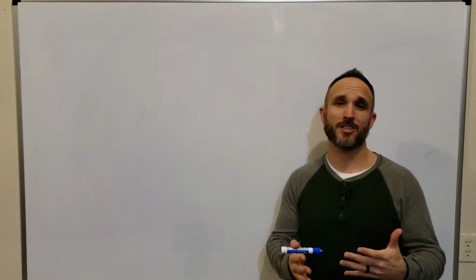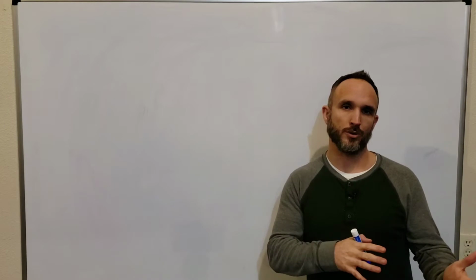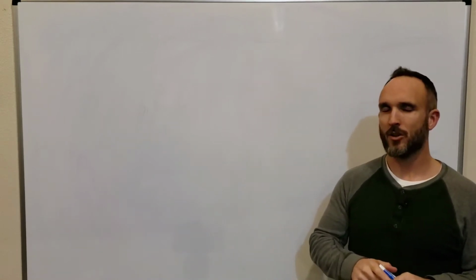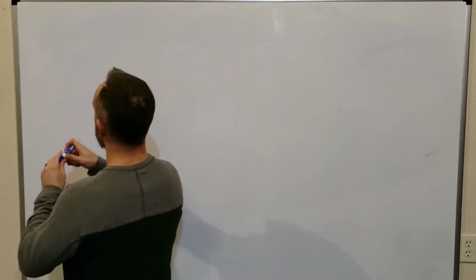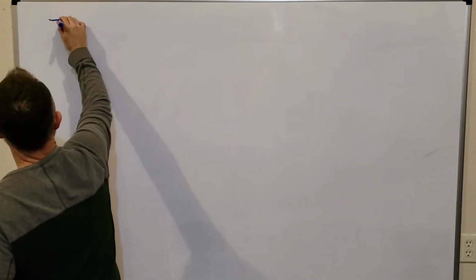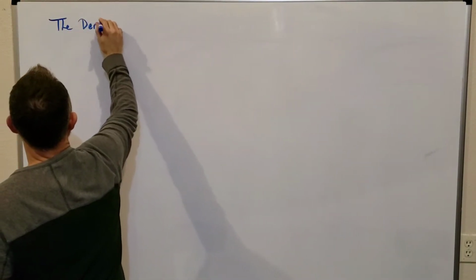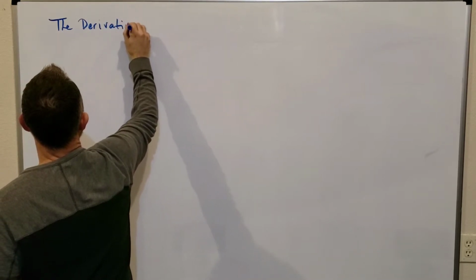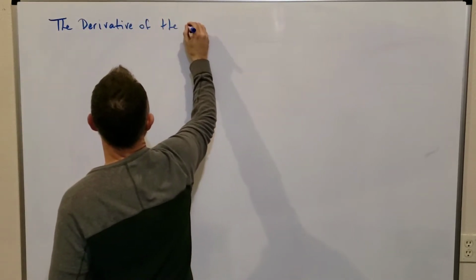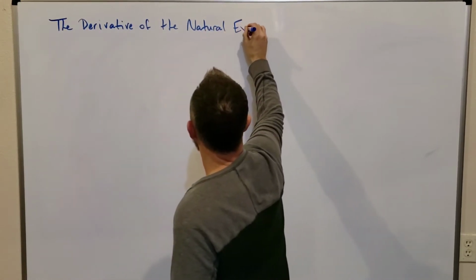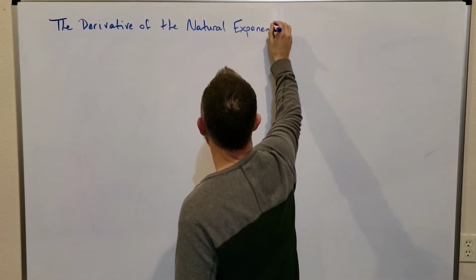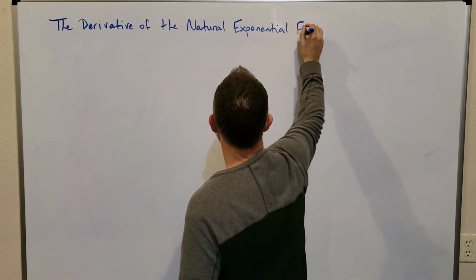Let's continue our discussion of derivative rules without using a limit so that we can apply derivatives more quickly. So in this case, let's look at the derivative of the natural exponential function.